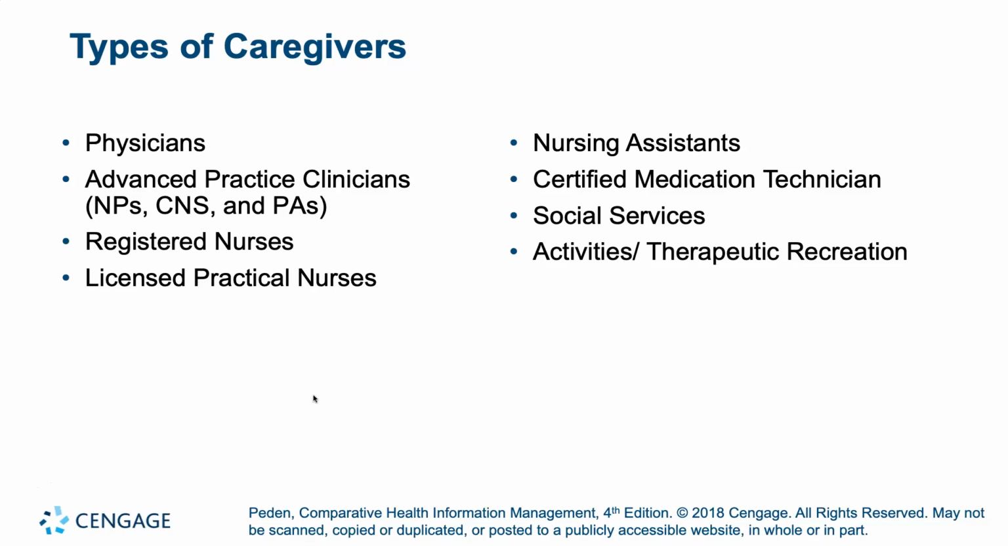What are some caregivers that you will see in long-term care? You will see physicians. You will see advanced practice clinicians, which you may have heard of as being called mid-levels or extenders. They're nurse practitioners and PAs, that type of thing. And then you'll have registered nurses, licensed practical nurses or LPNs, and then you'll definitely have aides, nursing assistants, a certified medication technician, and social services, as well as activities and therapeutic recreation. And you will often have rehab services as well.